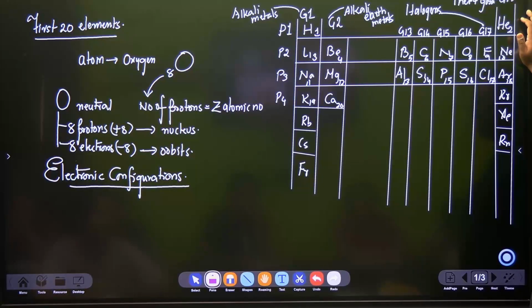What's so big about it? Neon comes in period 2. So how many shells? 2 shells, K shell and L shell. L can have a maximum of how much? 8. So neon follows the octet rule.